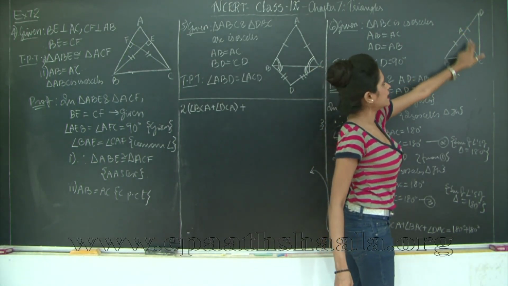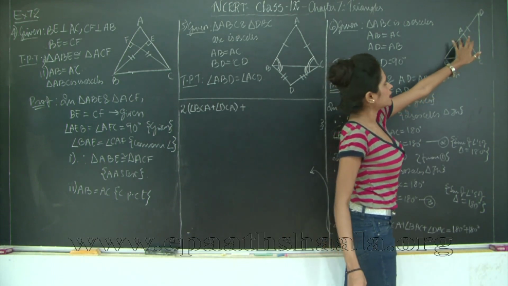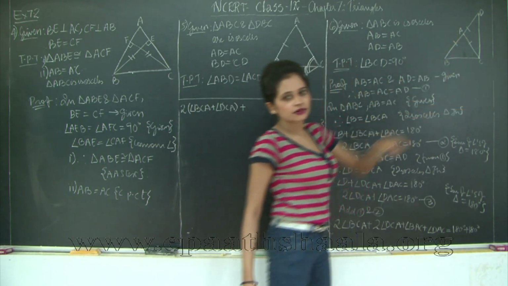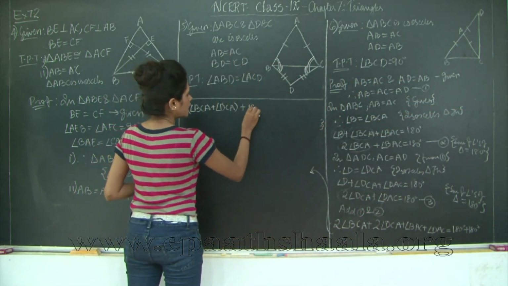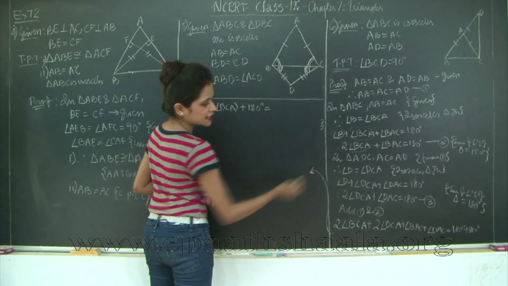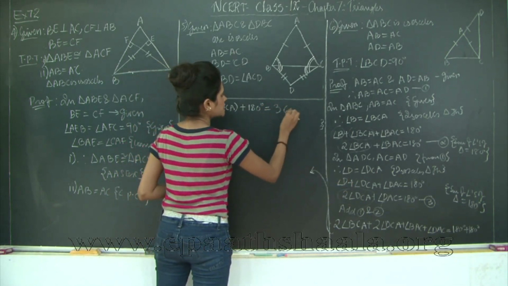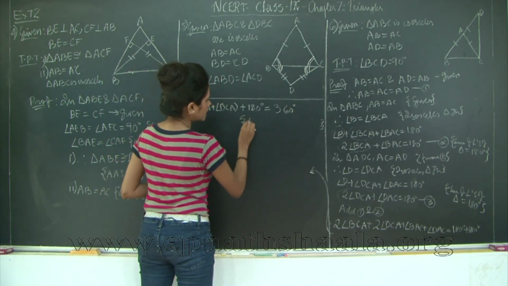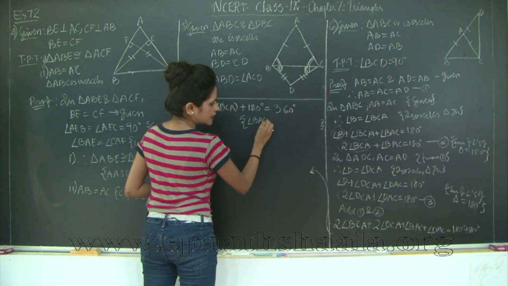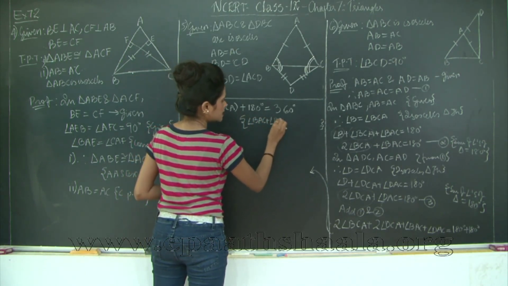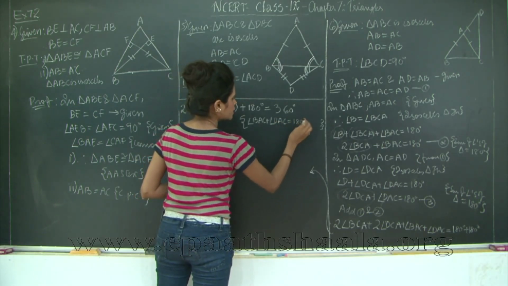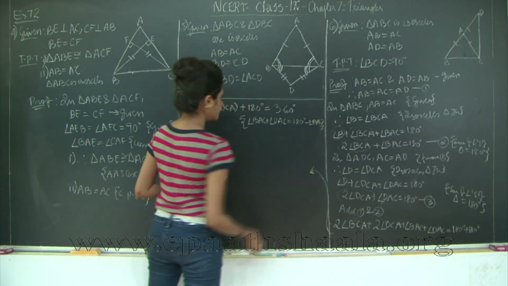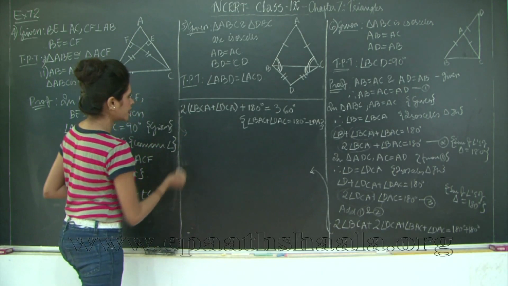BD is a straight line and AC as a ray or line stands on it. Therefore, through the linear pair axiom, I have BAC plus DAC is equal to 180 degrees. So I will write 180 degrees is equal to 180 degrees plus 180 degrees, which is 360 degrees. And here, as a reason, I will write angle BAC plus angle DAC is equal to 180 degrees through the linear pair axiom. Correct?